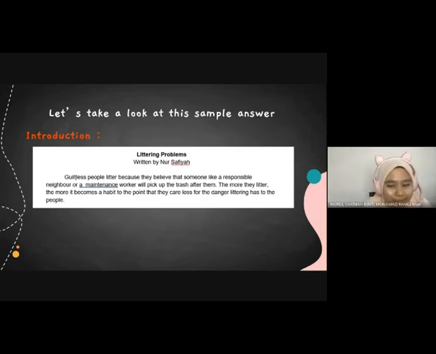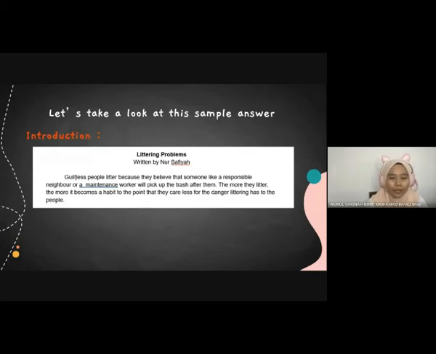So let's take a look at this sample answer. Littering problems, written by Sofia. The introduction: Guiltless people litter because they believe that someone like a responsible neighbor or a maintenance worker will pick up the trash after them. The more they litter, the more it becomes a habit, to the point that they care less for the danger littering has to the people. Can someone give feedback? Does this introduction feel okay?